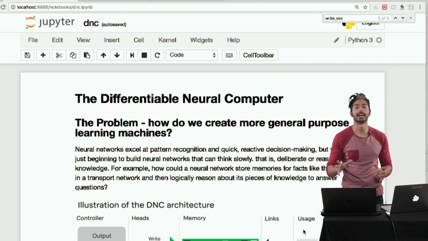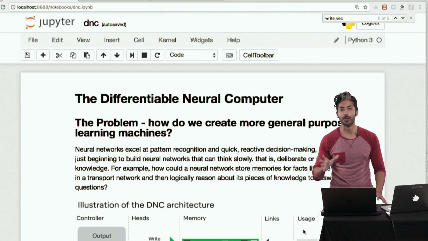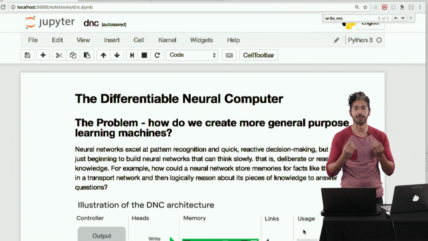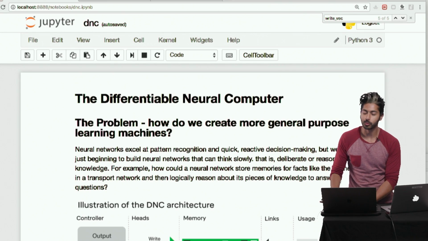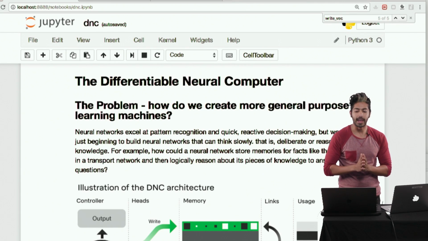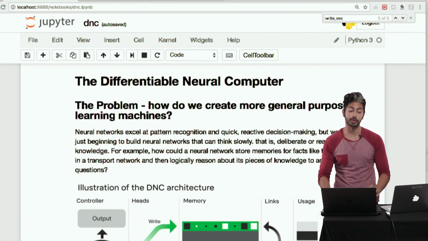Today we're going to be talking about the differentiable neural computer. Just take a second to soak in how awesome that name is. This is a really cool model. It came out of DeepMind a few months ago and it is the successor to the neural Turing machine.